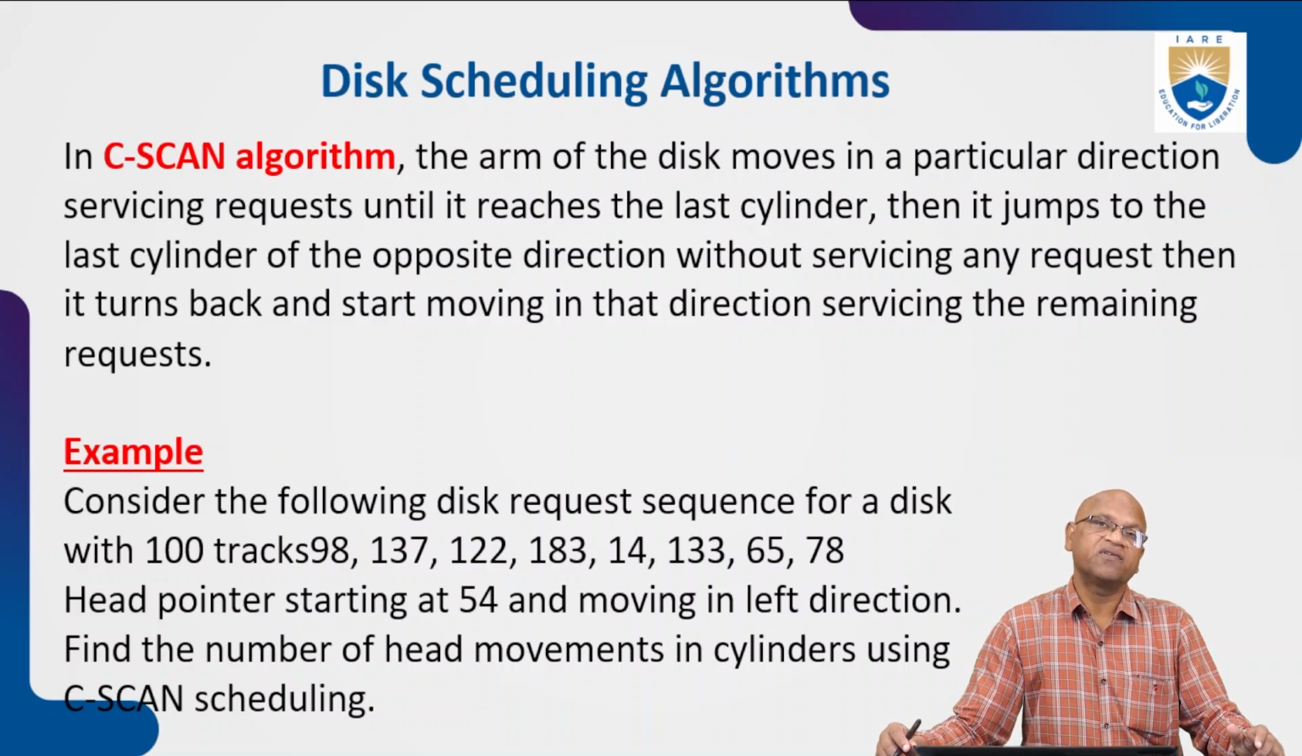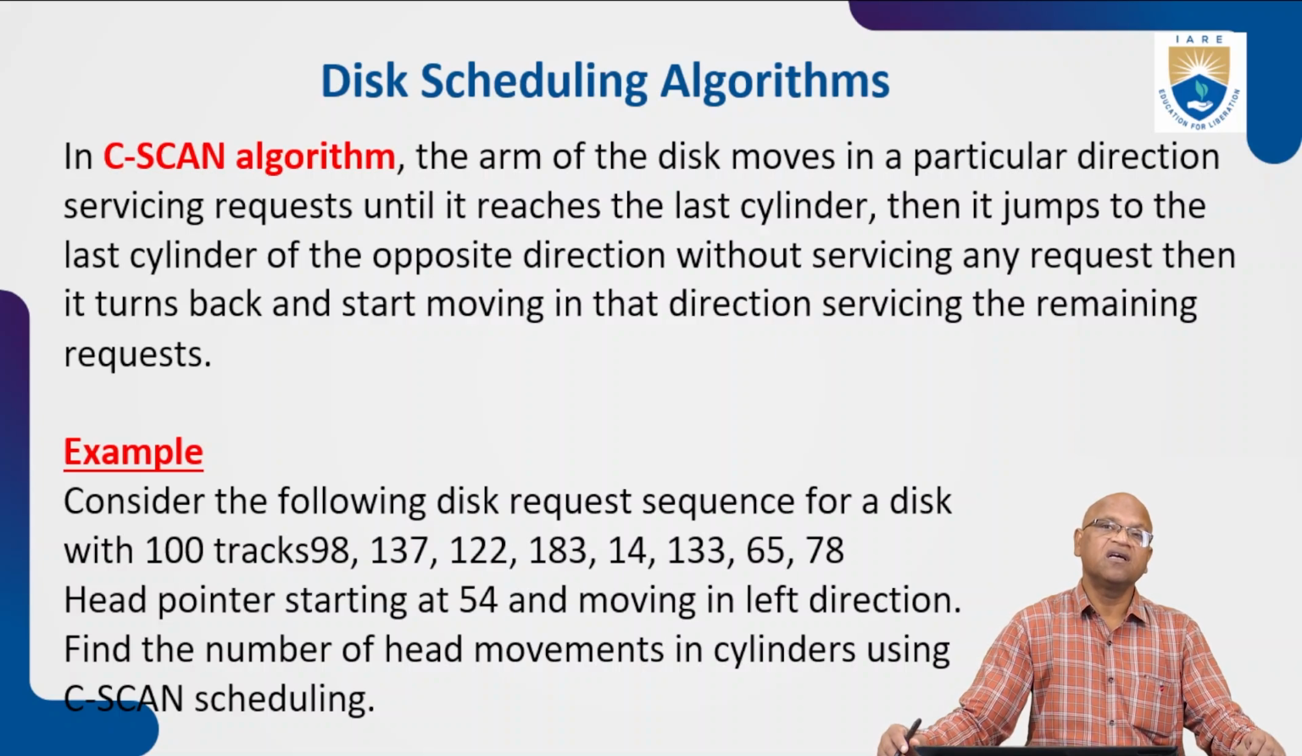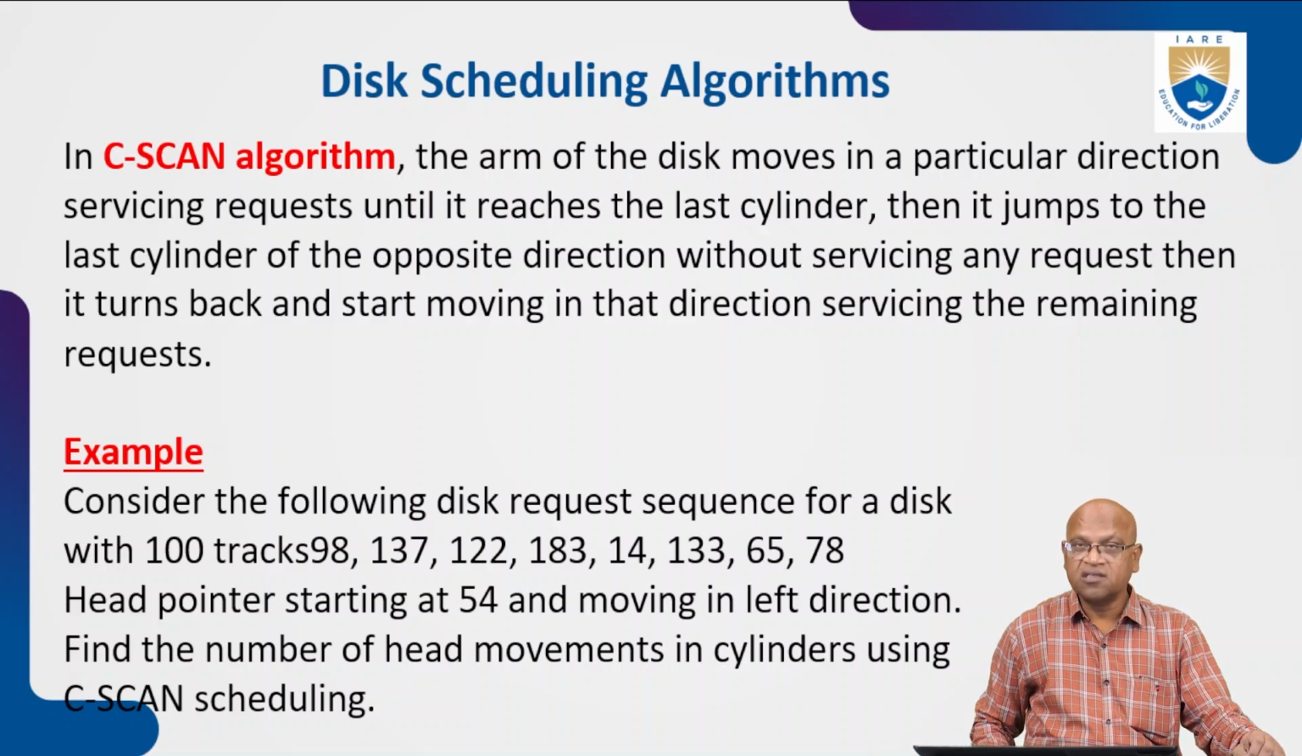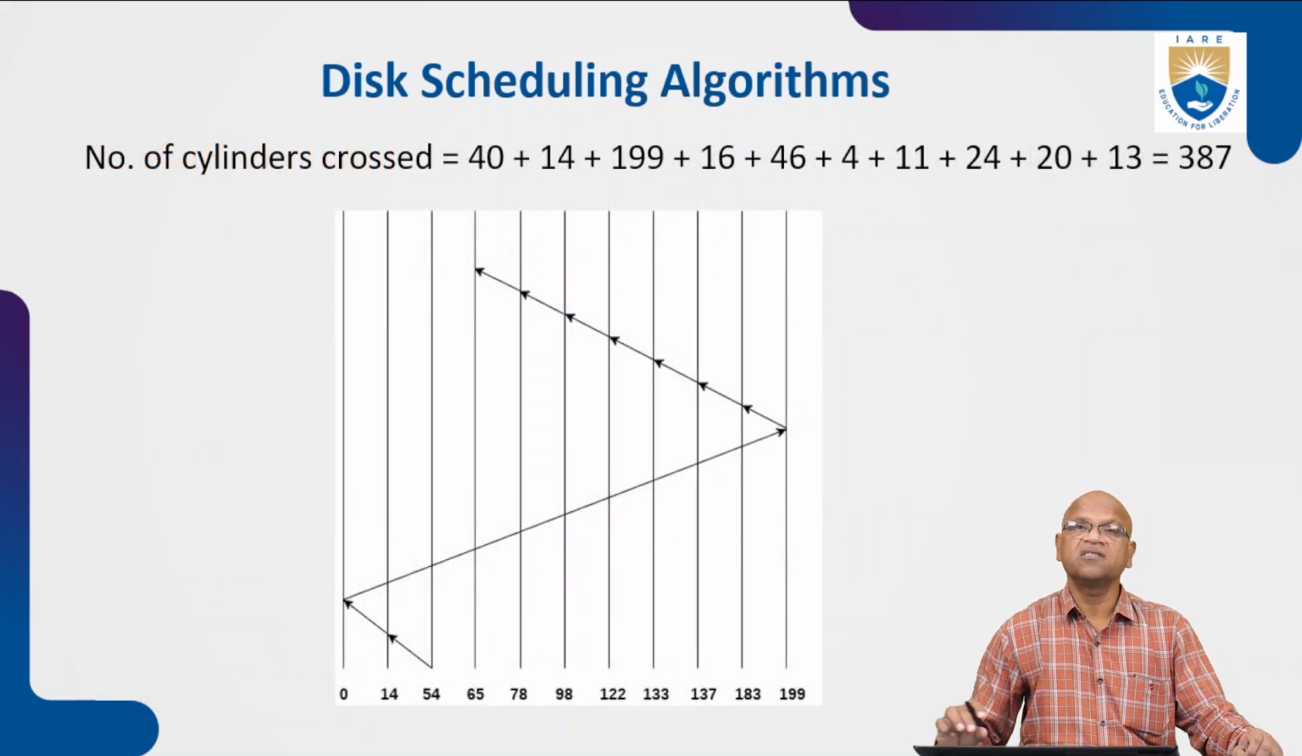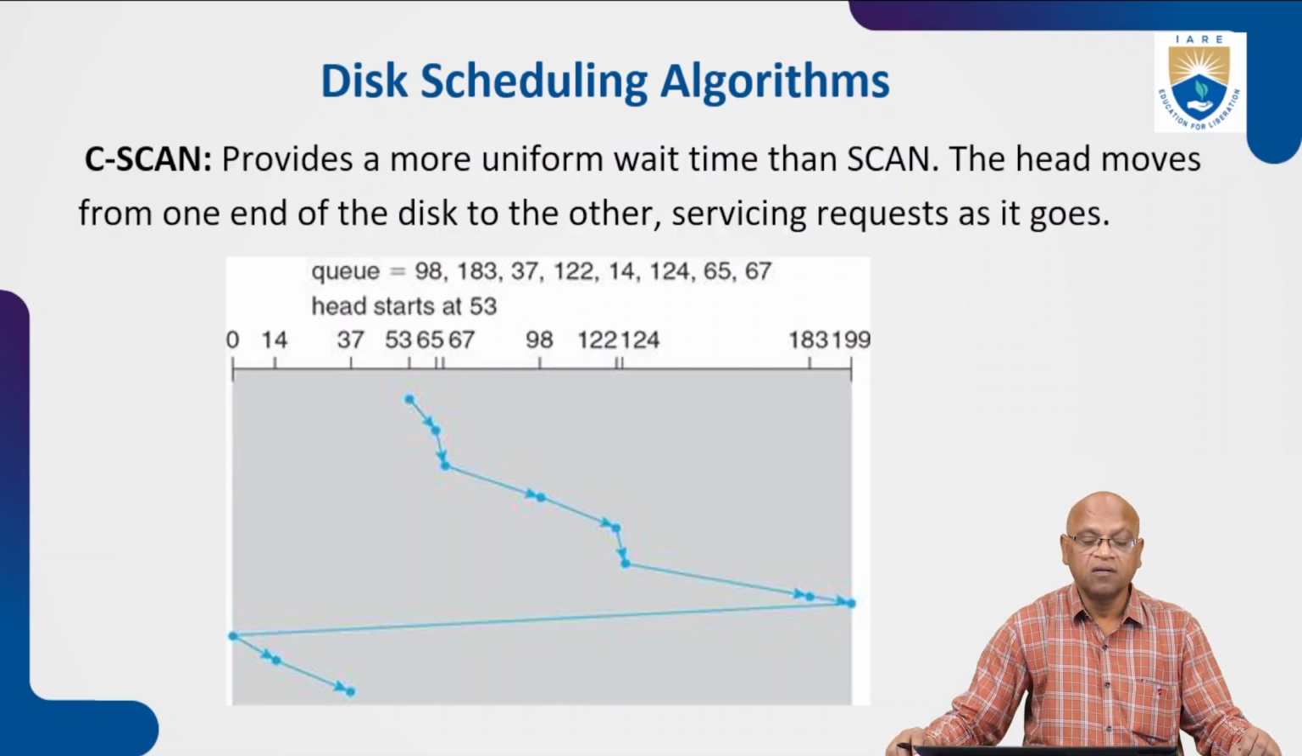See, what is the difference between scan and C-scan? In scan, the arm goes to the last cylinder and comes back in the other direction, serving whatever is there. But here it will not go to the last. Only difference is this one. This one is the difference.